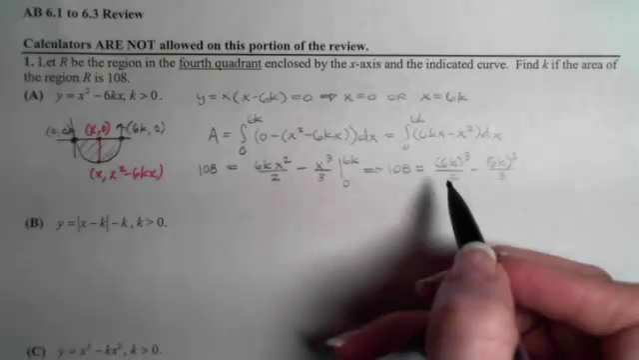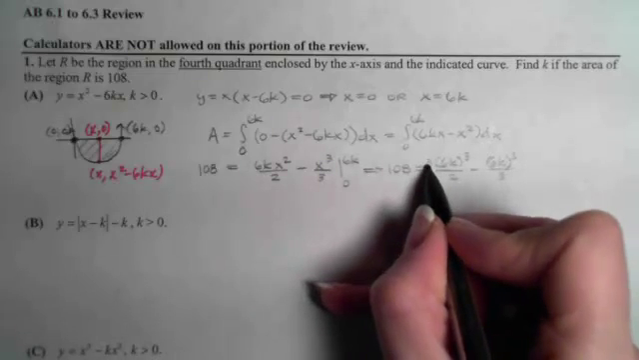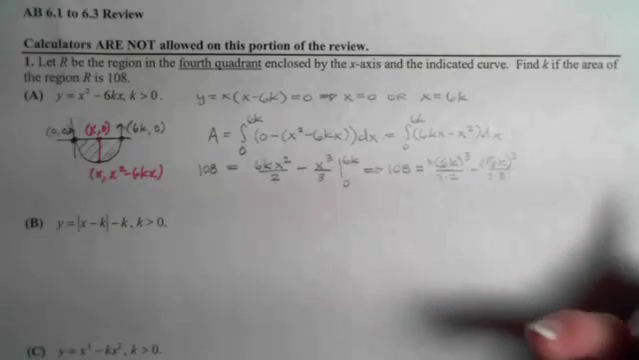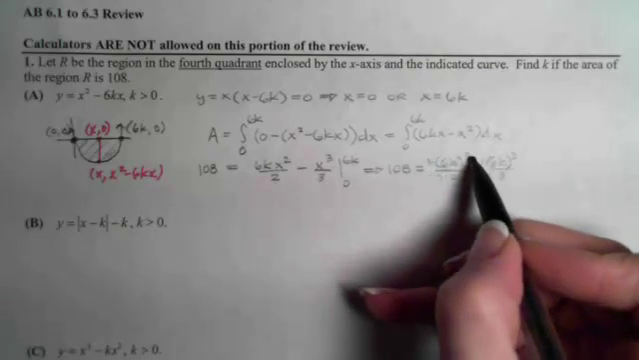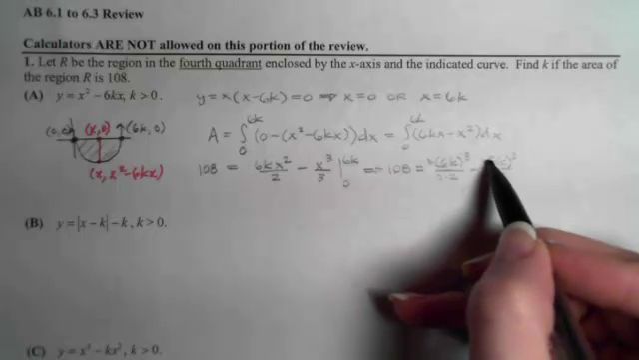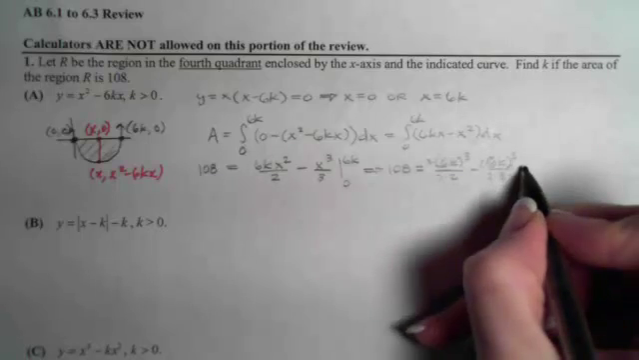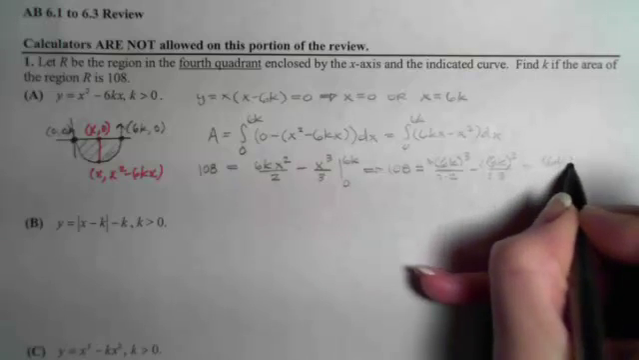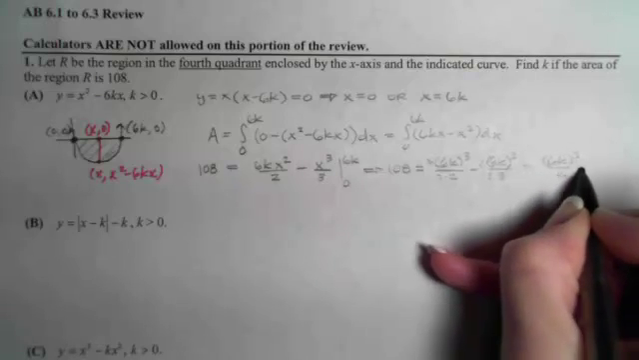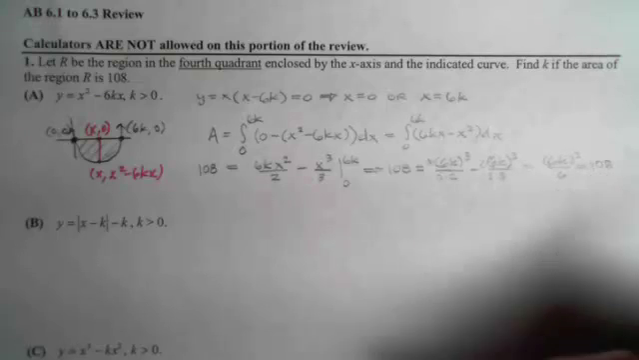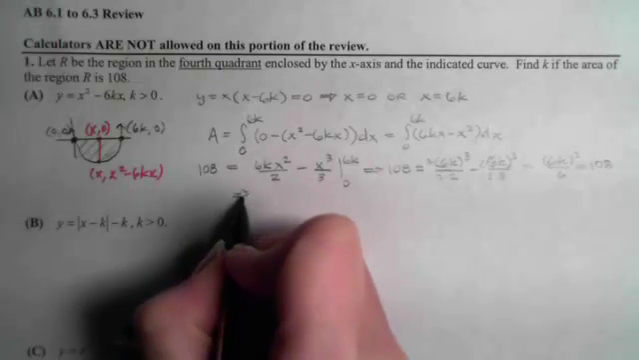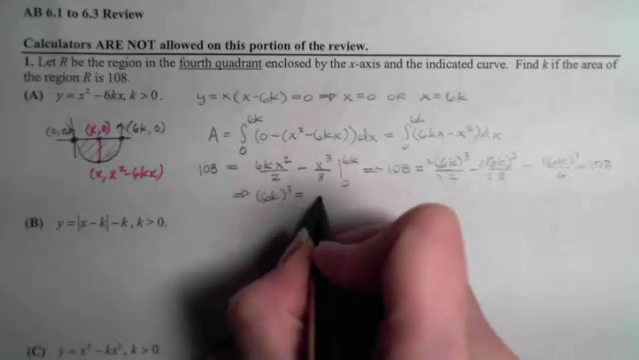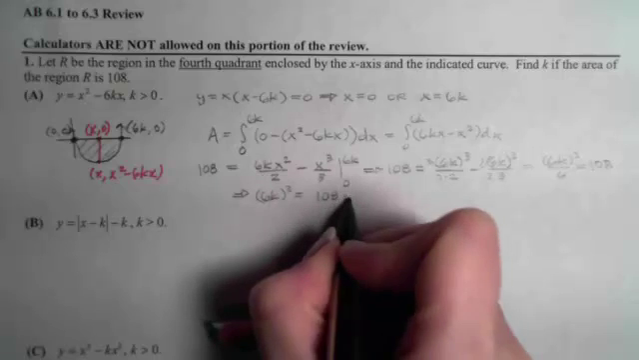Now if I finish this or get a common denominator, I can see here that I need a 3, and here I need a 2. So this says I have 3 of those 6k cubes minus 2 of those 6k cubes. That's going to give me 1 of those 6k cubes over 6, and that has to equal 108. So if I continue, I will get 6k cubed will be 108 times 6.